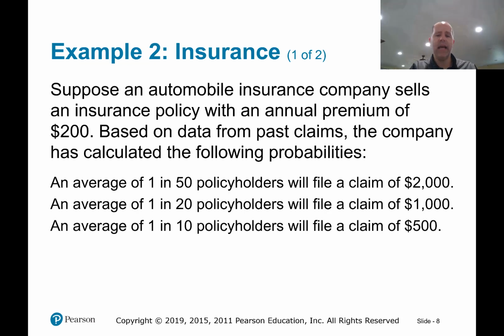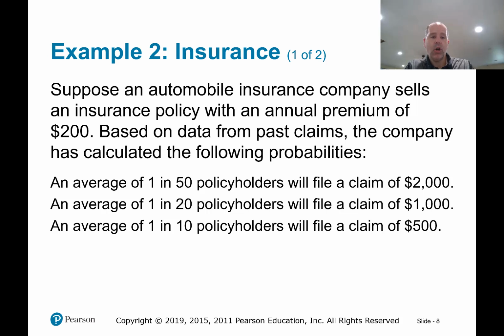So let's look at this example of an insurance policy. The insurance policy has an annual premium of $200. So you have to pay $200 a year to have this policy in force. And based on the data of past claims, the company has calculated the following probabilities. On average, 1 in 50 policyholders will file a $2,000 claim. An average of 1 in 20 policyholders will file a claim of $1,000. And then an average of 1 in 10 policyholders will file a claim of $500.